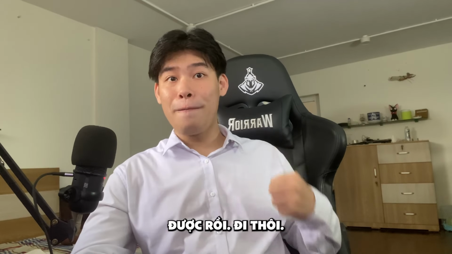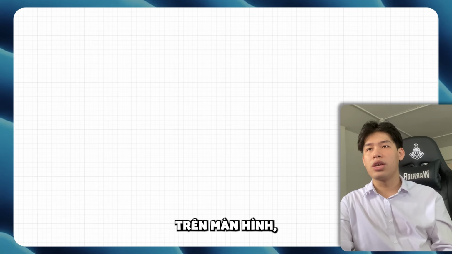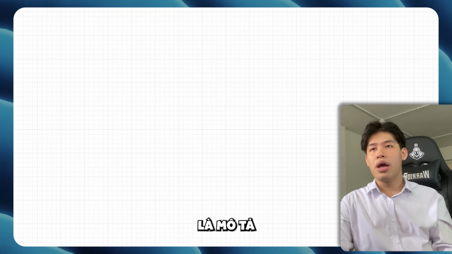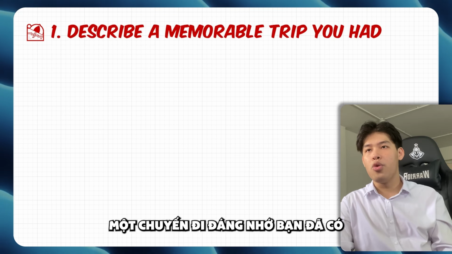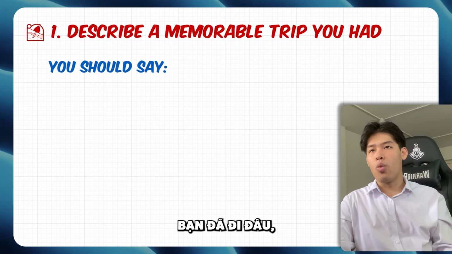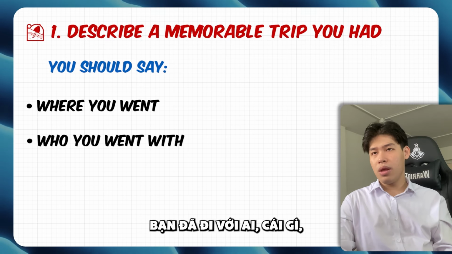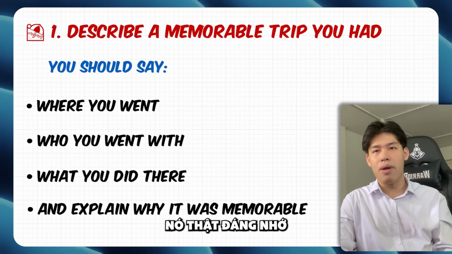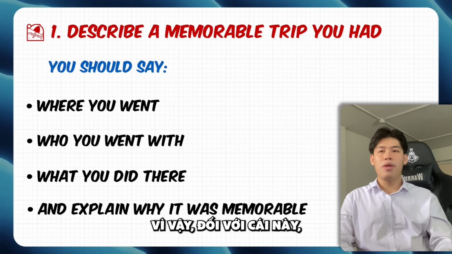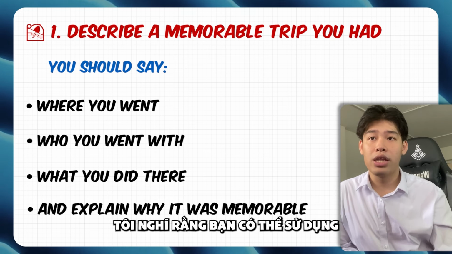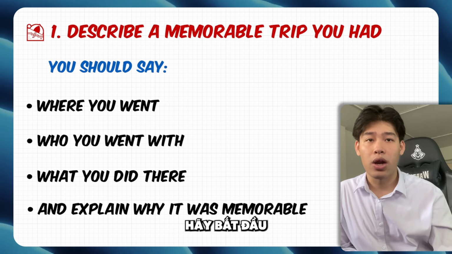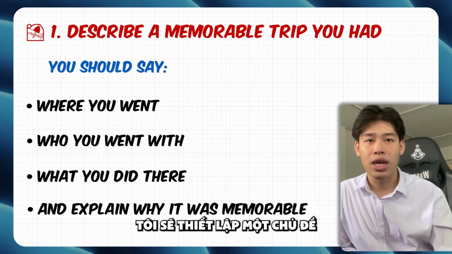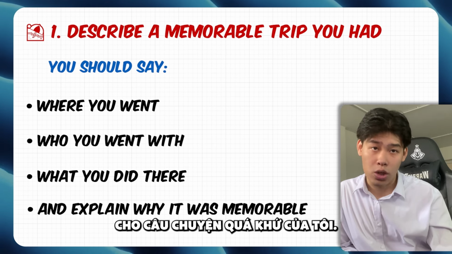Okay, let's go. As you can see on the screen, the question is, describe a memorable trip you had, and you should say where you went, who you went with, what you did there, and explain why it was so memorable to you. For this one, I think that you can use the PPF method. Let's start with the first P. I would set up a theme for my past story.